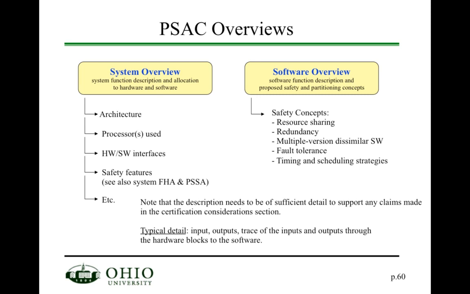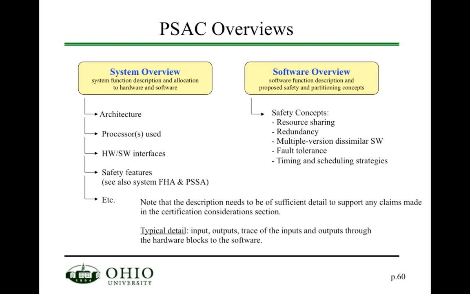So if you look at your system overview, you're really going to describe the system function. The software is part of the system, along with the hardware. So you need to describe what this software function is. And also how far that function is allocated to hardware and software components. In this case, you also need to identify the system architecture, what processors you use, how you interface between the hardware components and software components, and what kind of safety features at the subsystem level you have envisioned for this particular system.